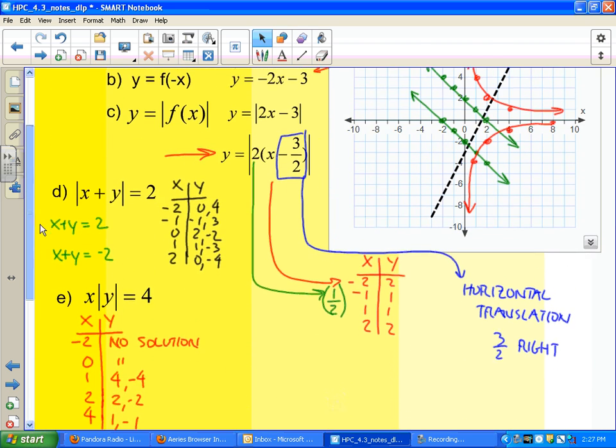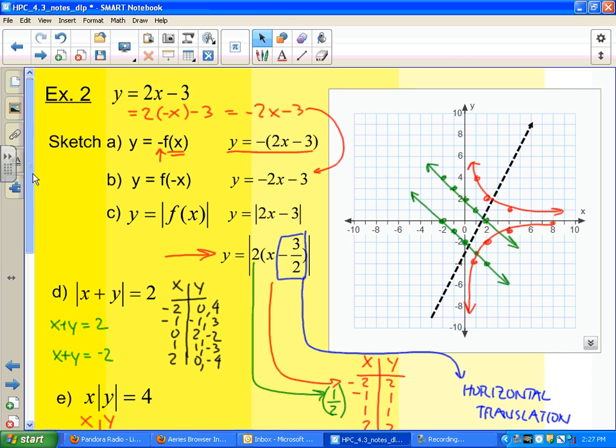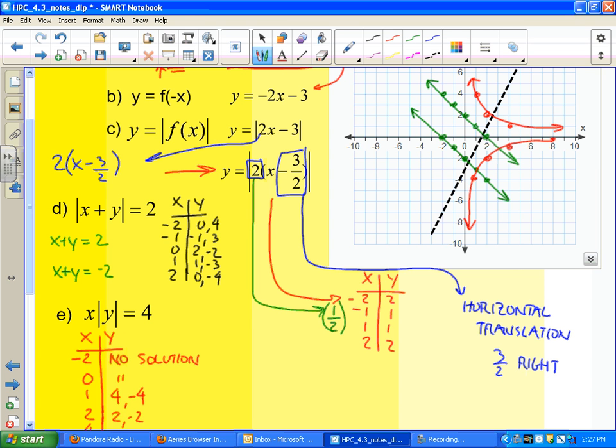Any questions here? Not that bad, is it? Yes, for C, you had a 2. I remember. How did you get that 2? How did I get this 2 that's hanging out here? This guy right here. I factored a 2 from the top. So from this equation here, I pull out a 2, and I'm left with an x minus 3 halves. Yeah, right there. Does that make sense?